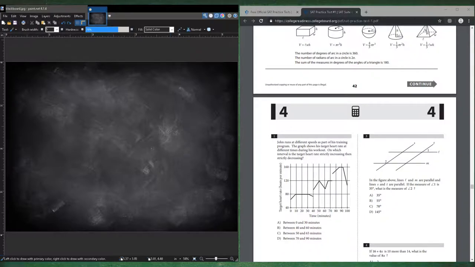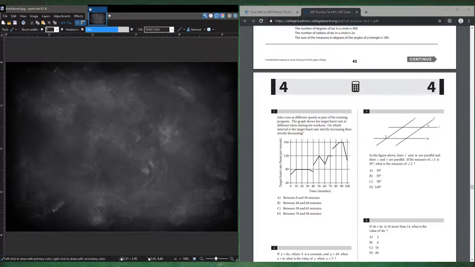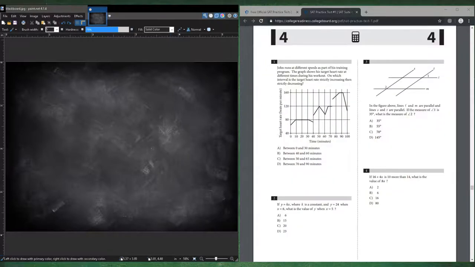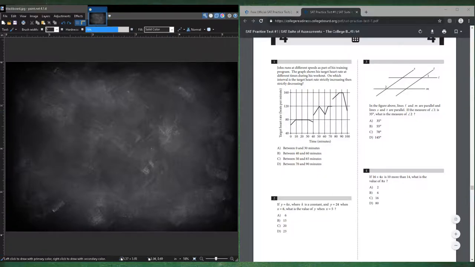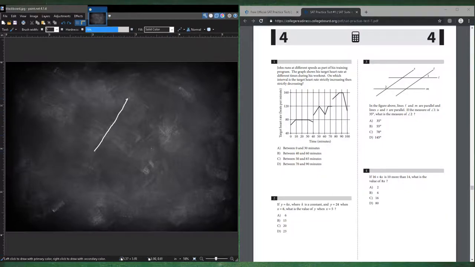Question 1. John runs at different speeds as part of his training program. The graph shows his target heart rate at different times during the workout. On which interval is the target heart rate strictly increasing, then strictly decreasing? So you need to find when the line is strictly increasing, so it has to look like this, and strictly decreasing, so it has to go back down. So there's no waiting in between. So anything that looks like an upside down V, which is only from 40 to 60. So the answer is B.